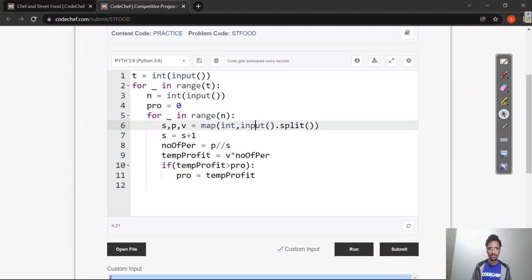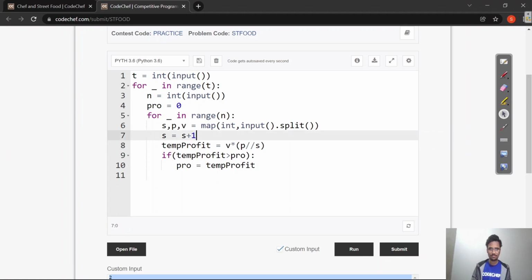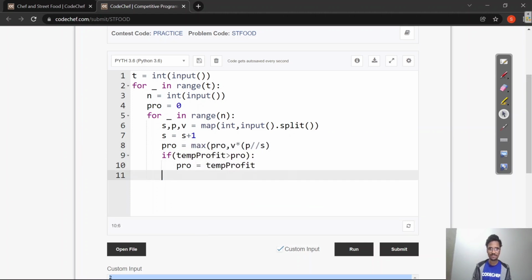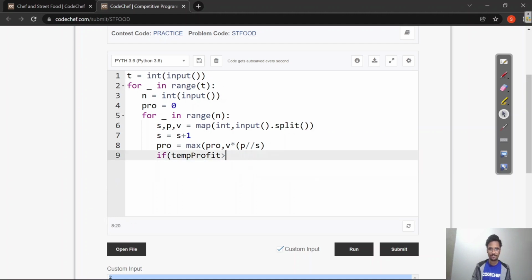Okay. So this is the code. Now let's minimize this code. So just P by S. Just write here P divided by S. Okay, and just write pro is equal to max of pro comma this value. So this max function is doing the same thing. Means pro is equal to maximum of initial pro and the new pro that came.